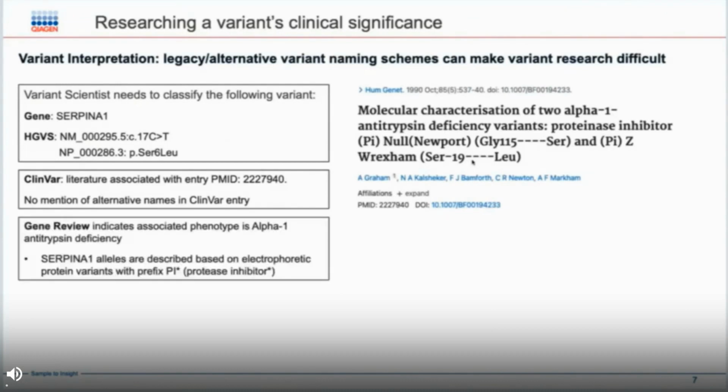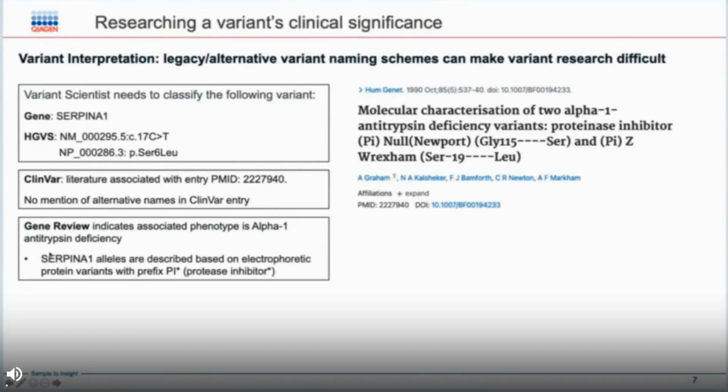So you may move on to the gene review for SERPINA1, where you indeed confirm that alpha-1 antitrypsin deficiency is the associated phenotype. And you get a little bit of background information about the gene. You see that variants were initially described based on electrophoretic protein variants with the prefix PI denoting protease inhibitor. So essentially they would add this PI in conjunction with the name of the location where this variant was identified. And this was all before they knew that SERPINA1 was the associated gene.